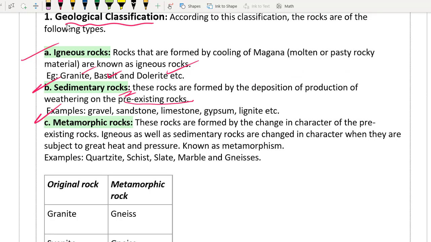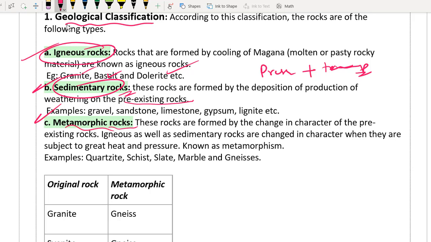The pre-existing rock, if you are changing pressure or temperature, obviously the properties will change, right? So the new rock you are getting, we are calling it metamorphic rock. It is nothing but a phase change of igneous or sedimentary rock. Because you are heating it or because of excess pressure, it will change its qualities and you will be getting these metamorphic rocks.